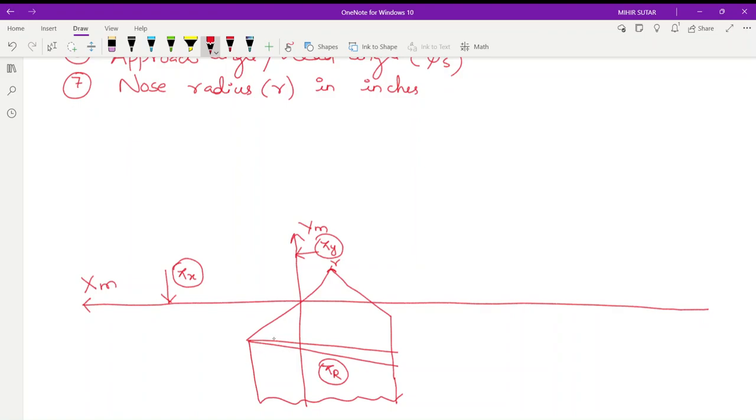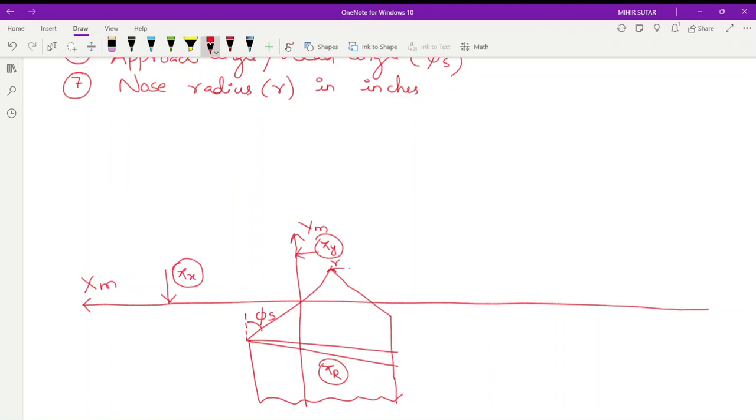Okay. And what is this? This is the principal cutting edge. So here we get one angle. This angle is our phi s, that is the lead angle or approach angle. And here this is the auxiliary cutting edge, you know that auxiliary cutting edge.